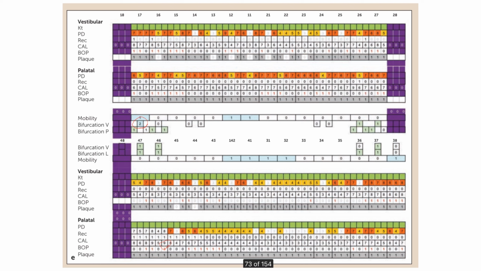We have pockets, many pockets, more than 6 millimeters. So again, that will put the patient in either stage 3 or 4. Now there is no reason to think that this is stage 4, since we don't have any periodontal tooth loss or any of the other features, like mobility grade 2 or something of that sort, that would make us think about stage 4. So we can conclude that this patient is suffering from generalized periodontitis stage 3 grade C.